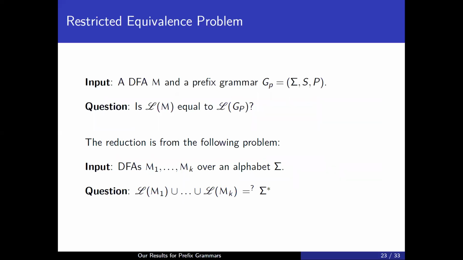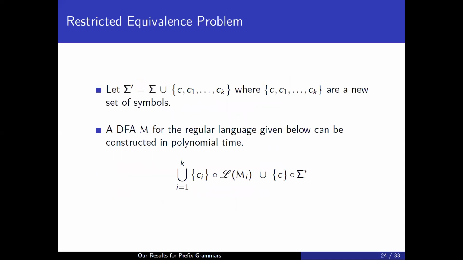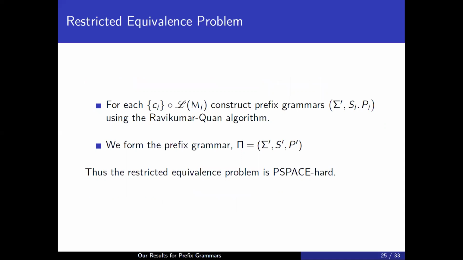And the way that we can do this is by introducing a new alphabet where we have this new symbol, C, and then C1 through CK. And we construct the DFA for the regular language given here in polynomial time. Then, for each DFA, we construct a prefix grammar. This can be done using Ravi Kumar and Kwan's algorithm proposed in their unfinished work.